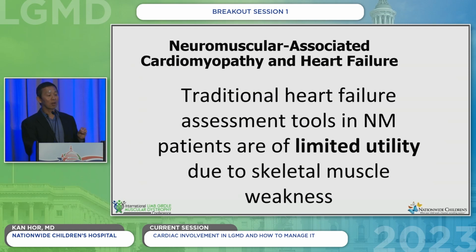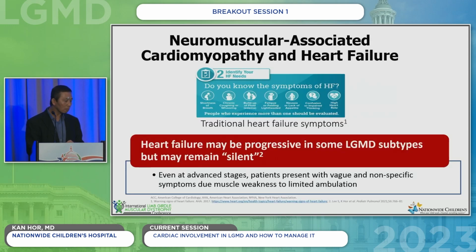All right, so traditional heart failure assessment used for ambulatory patients is of limited utility in neuromuscular patients because of skeletal muscle weakness and the need to be in a wheelchair when your muscle has declined significantly. So as I mentioned, here are the heart failure symptoms. Even at advanced stages, most patients with neuromuscular disease present with very vague and nonspecific symptoms. Heart failure may be progressive in LGMD and lots of neuromuscular diseases, but it is silent, right? You can see the survey done. 5% of people reported cardiac concern, right? Why? Because they do not feel it, because it's masked by skeletal muscle and pulmonary disease.